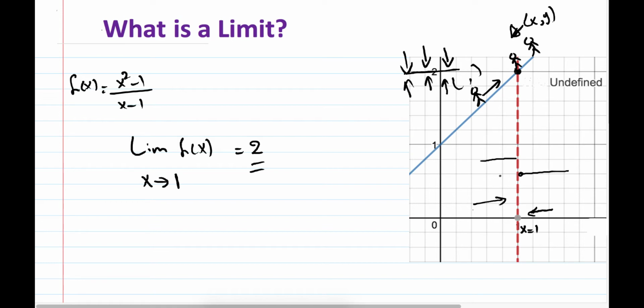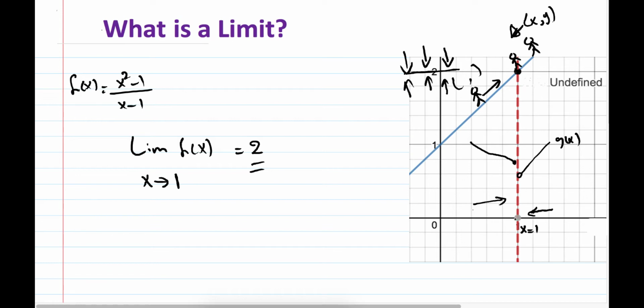I have this function. Or let's make it different, like that. This function, g of x. Does this function have a limit at x equaling 1?